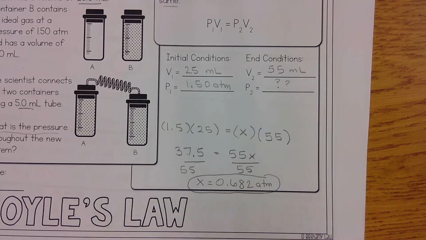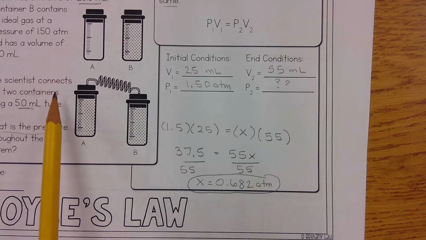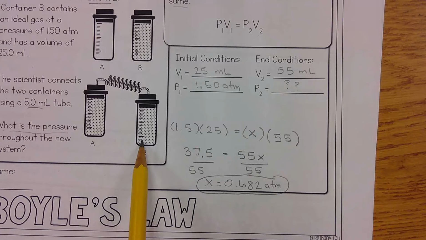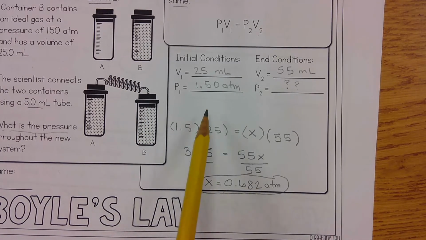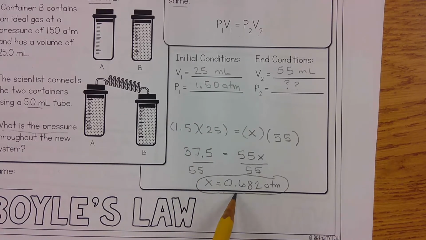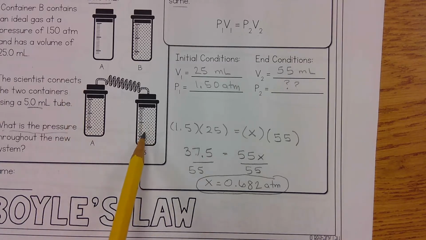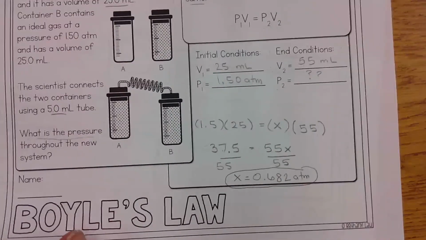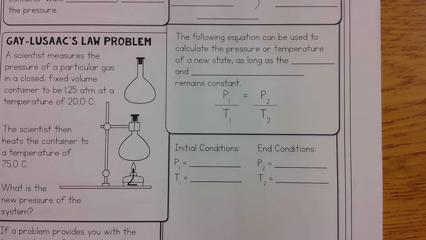New pressure, 0.682. With these, it's always really good to check. It's easy too. Remember we said volume increases, pressure decreases. So in this system, my volume definitely increased, from 25 to 55. My pressure decreased from 1.5 to 0.6. That's just a quick check I could do to make sure I got the right answer. Volume increased, pressure decreased, good to go. Okay, so that's Boyle's law. One increases, the other decreases.